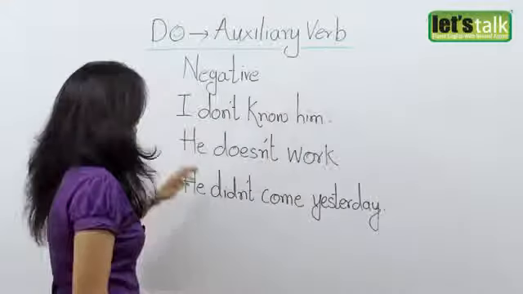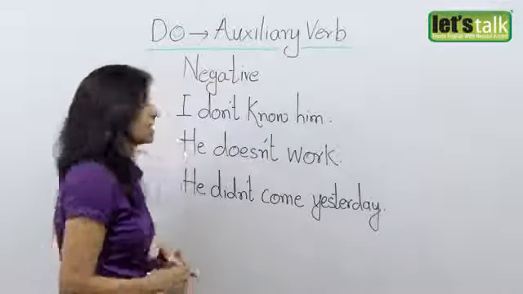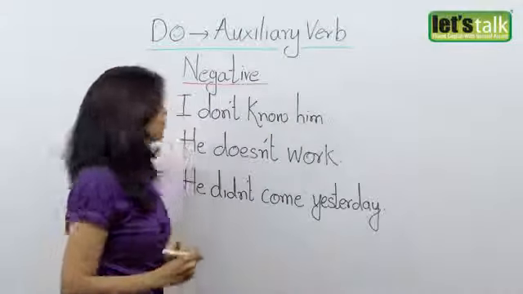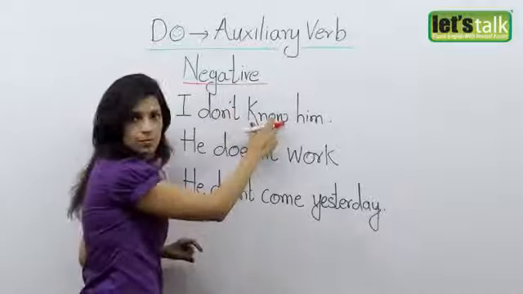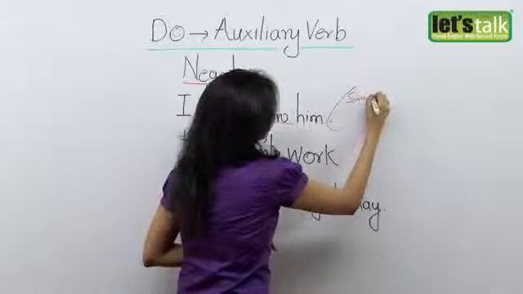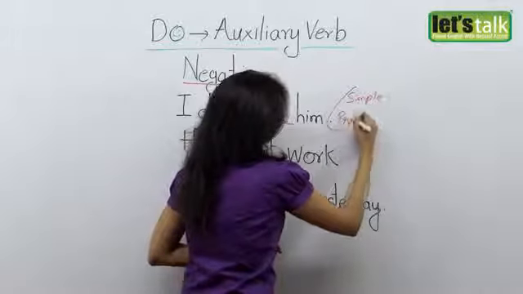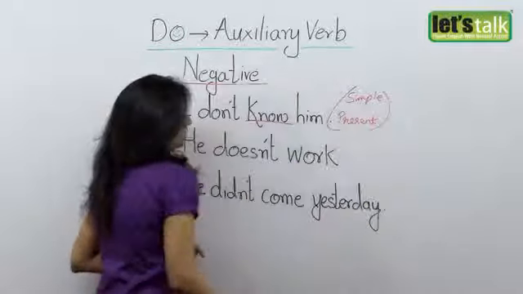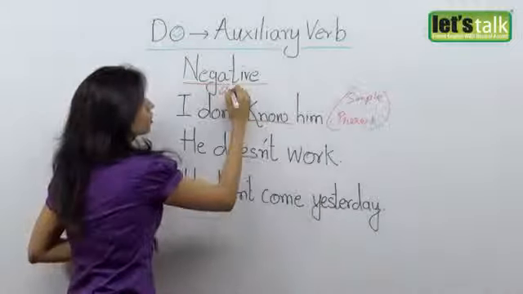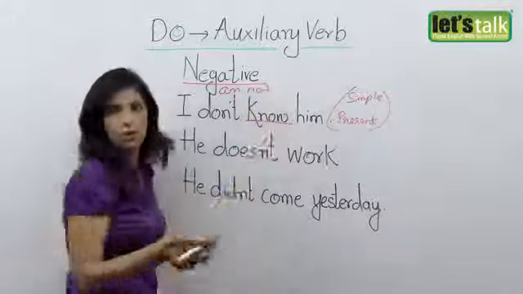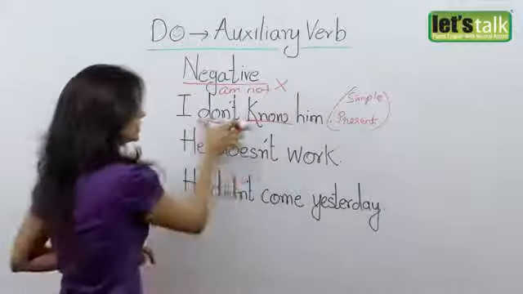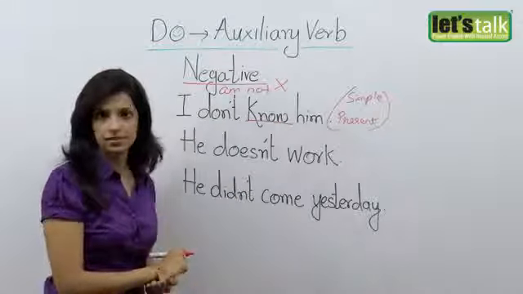Now, let's take a look at do in negative sentences. We use do when we want to make a negative statement. For example, I don't know him. So, this is a simple present negative statement. Now what happens, a lot of people don't use don't and they say I am not know him or I not know him, which is wrong. You have to use don't in a negative statement for a simple present tense.